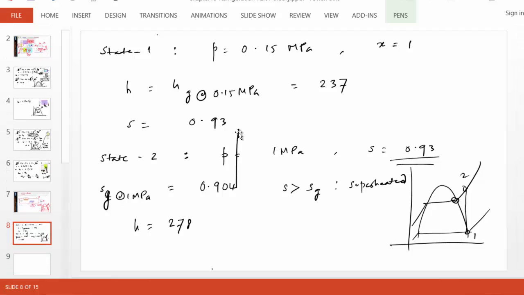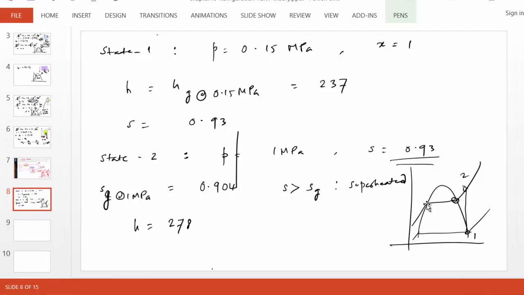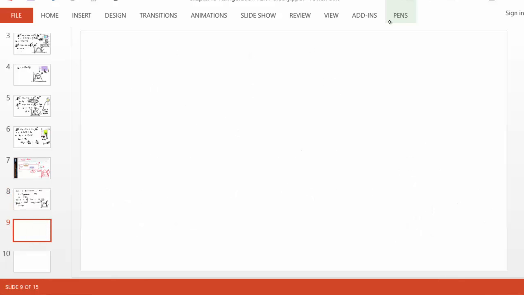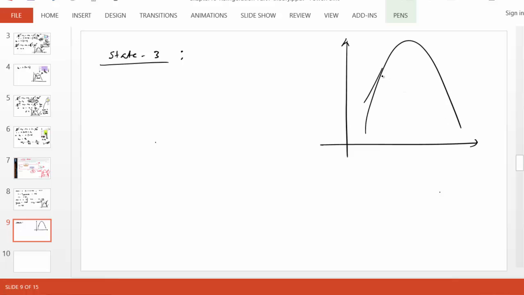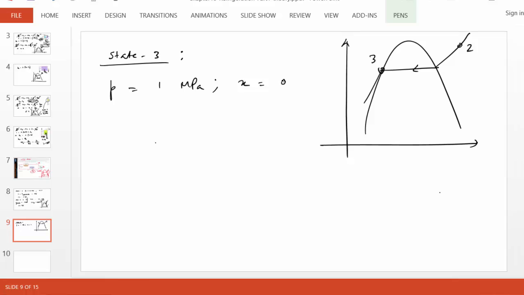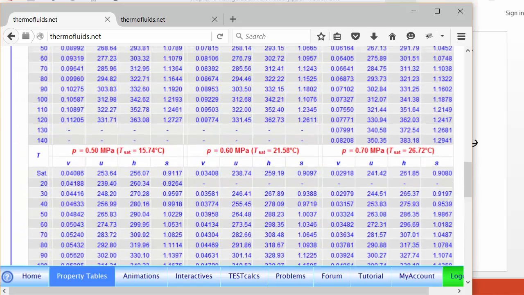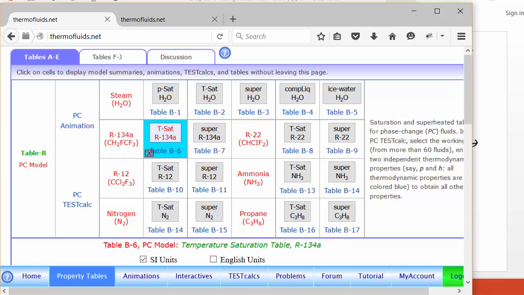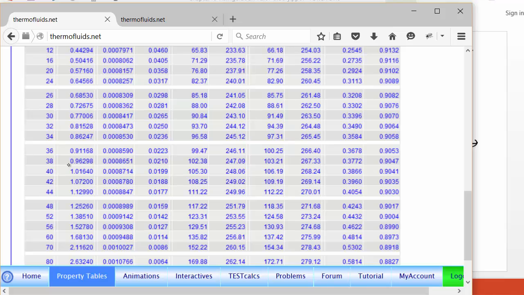Oh, there are two more states left. So let's calculate state 3 now. State 3 is simple, straightforward, because we know it is saturated liquid. So the pressure is the same, 1 MPa, and quality would be 0. So it's quite straightforward. We go to the saturation table again and locate the 1 MPa line, somewhere between these two lines, as you can see. So enthalpy becomes about 268, almost 268.